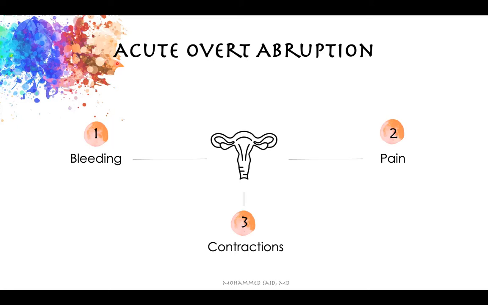So it does not correlate. The second thing is abdominal pain. The patient is going to present with abdominal pain. It's more important in the concealed, because with the revealed, you're going to have the bleeding, but still they will have abdominal pain. And then contractions.